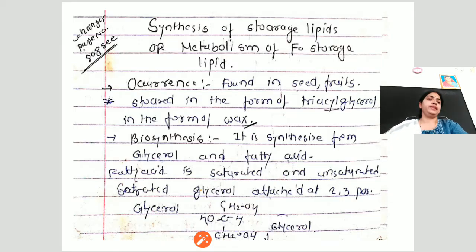Now the storage lipid. Storage lipid is mostly found in the seeds and fruits. It is stored in the form of triacylglycerol and also in the form of waxes. It is biosynthesized from glycerol and fatty acids. Fatty acids can be saturated and unsaturated.